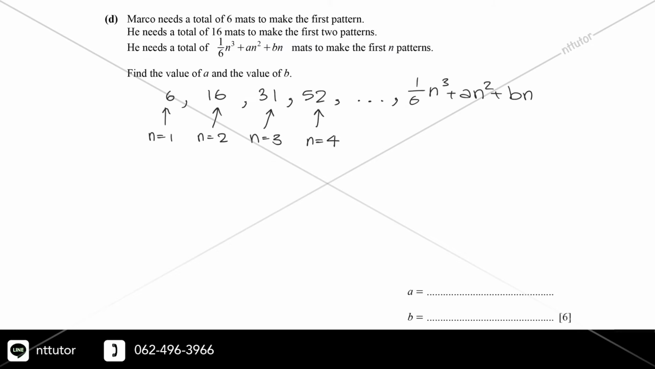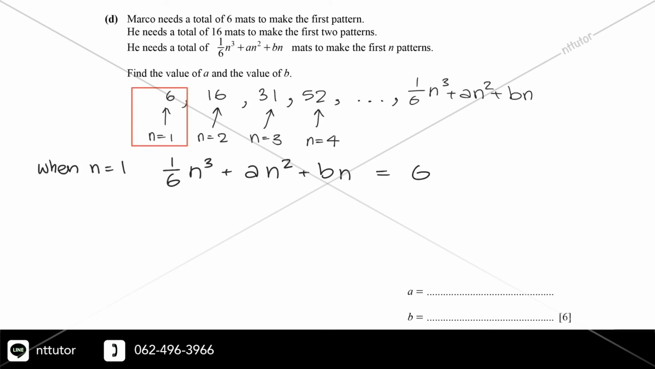So we know for a fact that if we substitute n equals 1 into the nth term, it will give 6. So if we substitute the n in the nth term with 1, this will equal 6. If you simplify that, that turns into 1 over 6 plus a plus b equals 6.